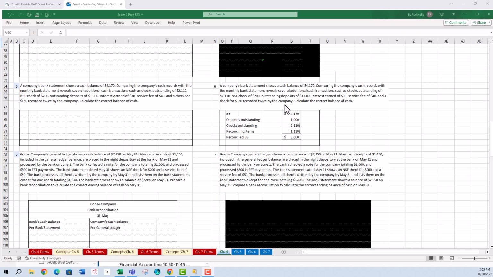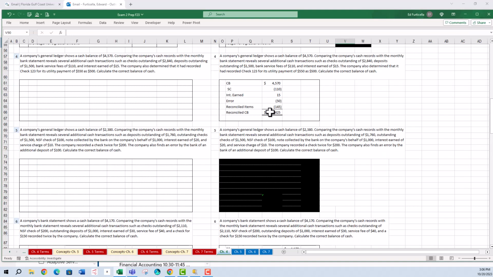The error that was made by the company has nothing to do with the bank side of the reconciliation. So our reconciling items are $1,000 in outstanding deposits, $2,110 in checks, for a total of a negative $1,110. Take our beginning balance on the bank statement of $4,170, subtract $1,110, and our reconciled cash total is $3,060. This is our true cash balance.